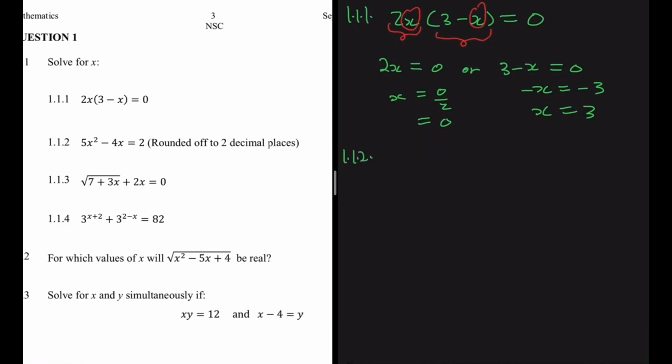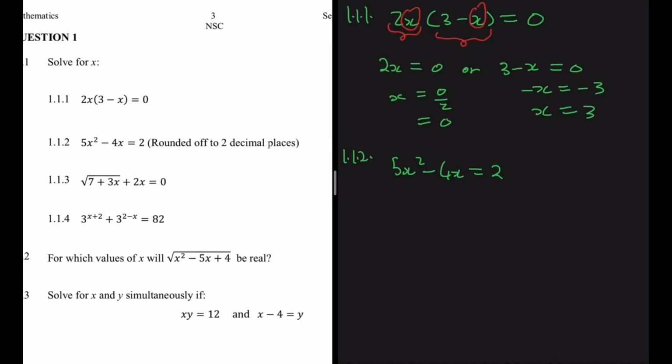So 1.1.2, we have 5x squared minus 4x is equal to 2. And then let's solve for x and round off to 2 decimal places. As soon as we see that we have to round off to 2 decimal places, we know fully well that we're supposed to use the quadratic formula, right?